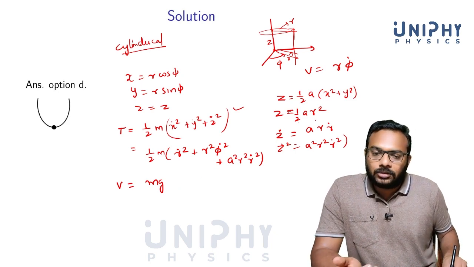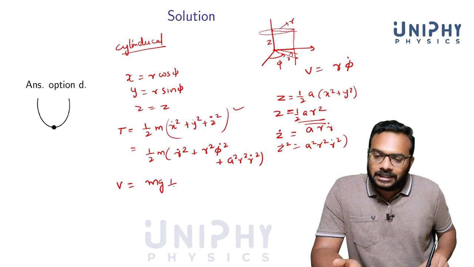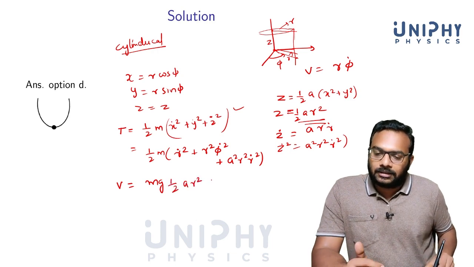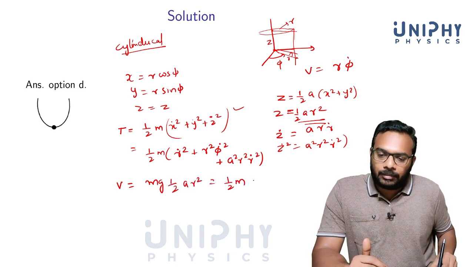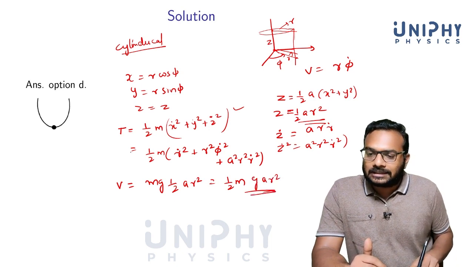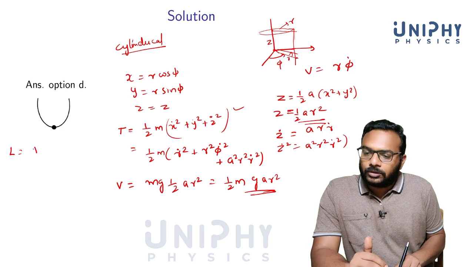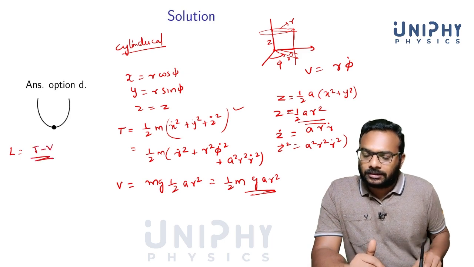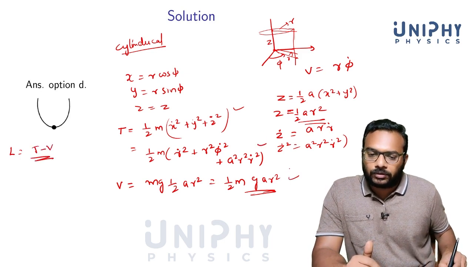Z is equal to half a r square. So, it's mg half a r square. Okay, so this is half mg a r square. All right. Now, what's the Lagrangian? L equal to T minus V. We have got T here, we have got V here. So, we just substitute these things and simplify.